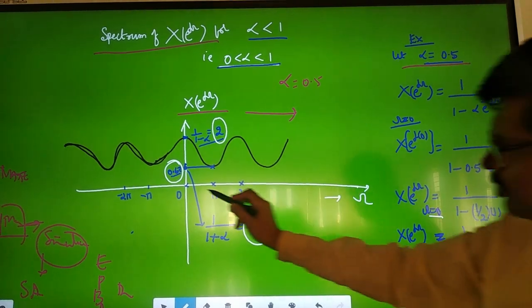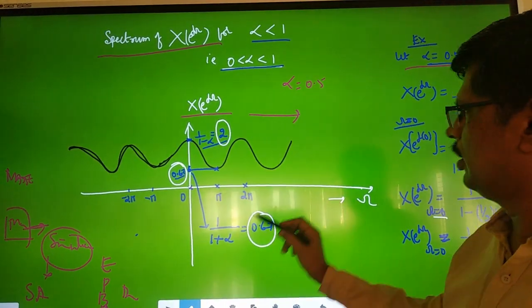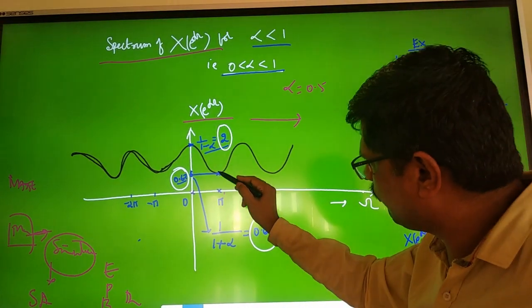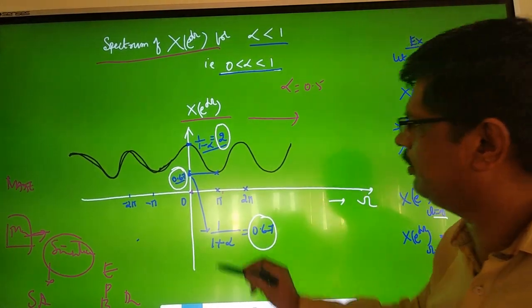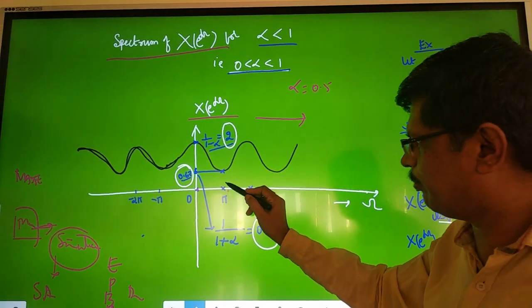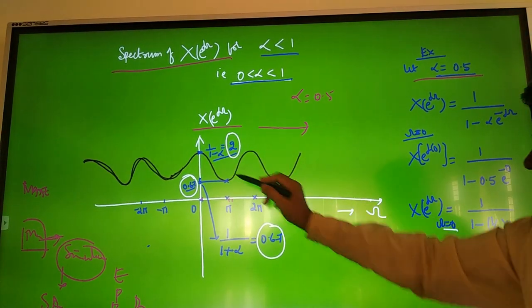We will see now. Omega is equal to 0, you substitute and find out this value. Omega is equal to pi, you substitute and find out this lower value. But omega is equal to 0, if you substitute, you will get the maximum value. Spectrum like this. Omega is equal to pi, if you substitute, you will get the minimum value.